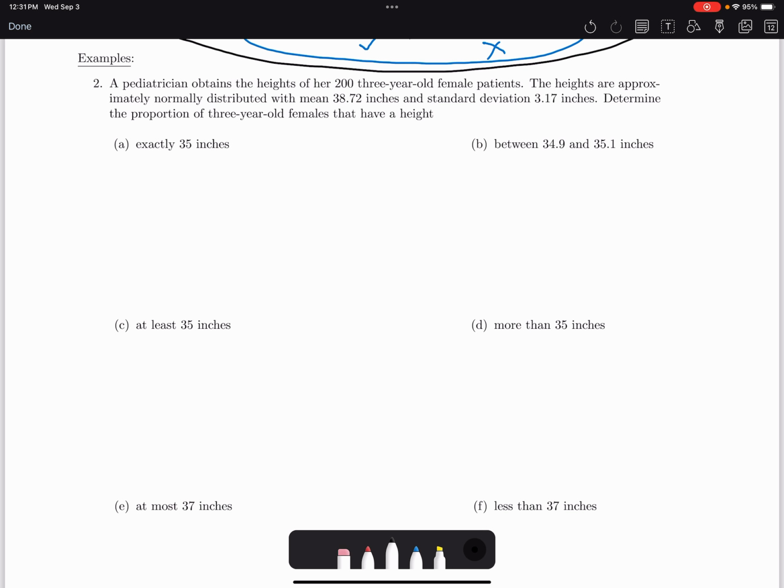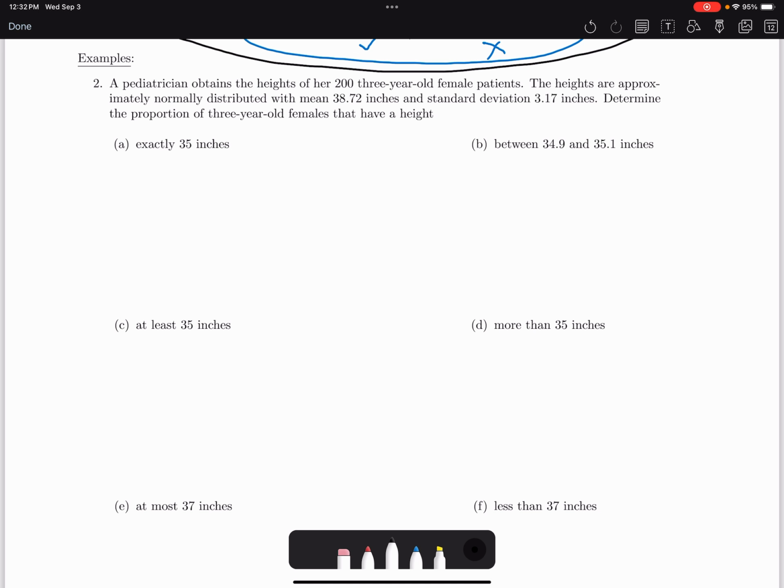It says a pediatrician obtains the heights of her 203 three-year-old female patients. The heights are approximately normally distributed with mean 38.72 inches and standard deviation 3.17 inches. Determine the proportion of 3-year-old females that have a height, and then in part A, we want the height to be exactly 35 inches.